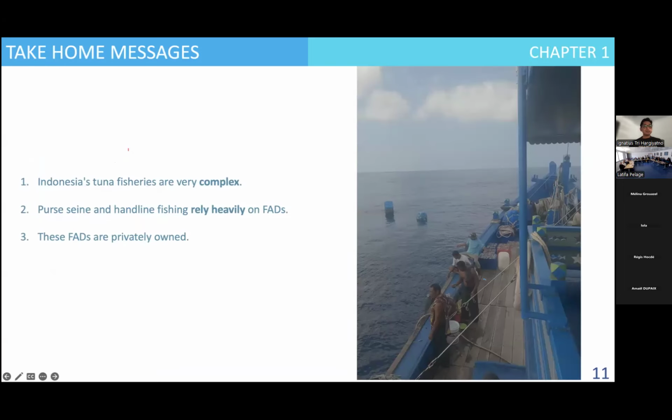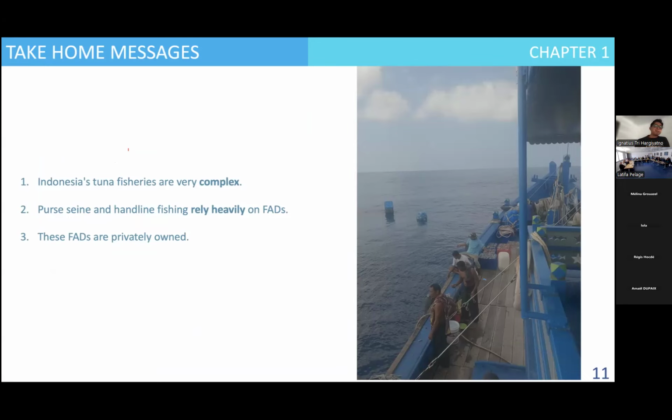And so just for summary, the take-home message: Indonesian tuna fisheries are very complex, but using this material, I think we can simplify the fisheries. Second, purse seine and handline really rely on FADs. So if we have a ban or restriction on FADs, it may impact the fishing industry, the fishing community, and the livelihood of fishers.